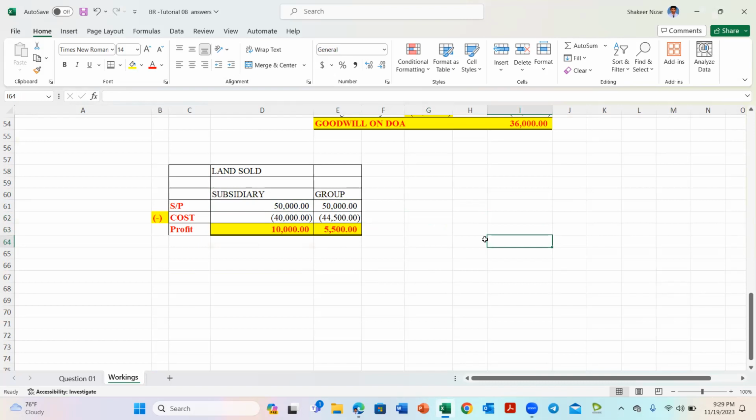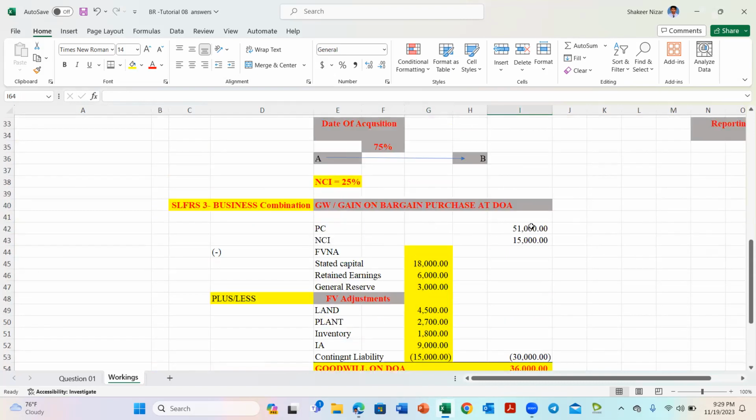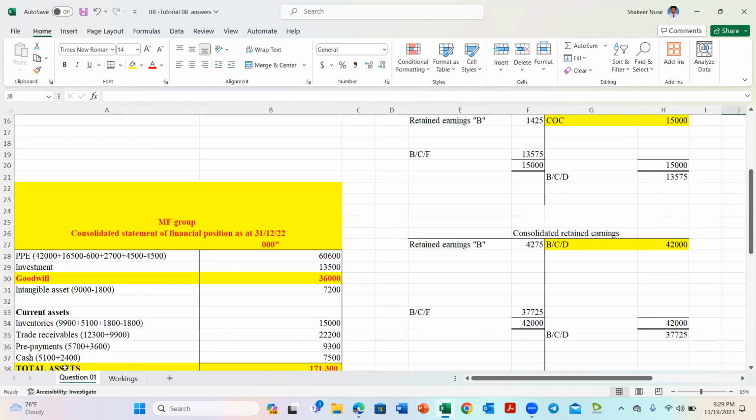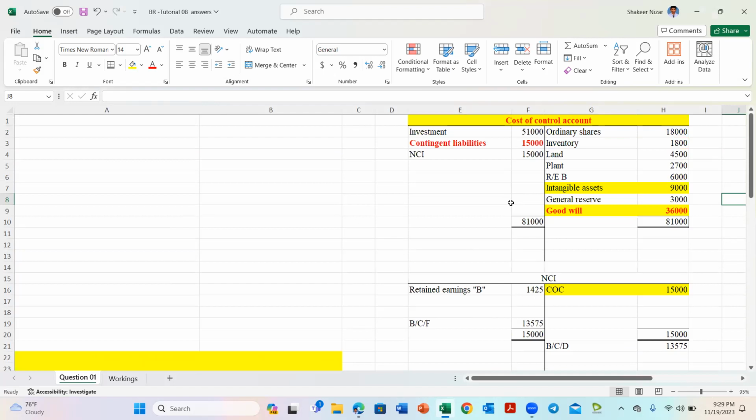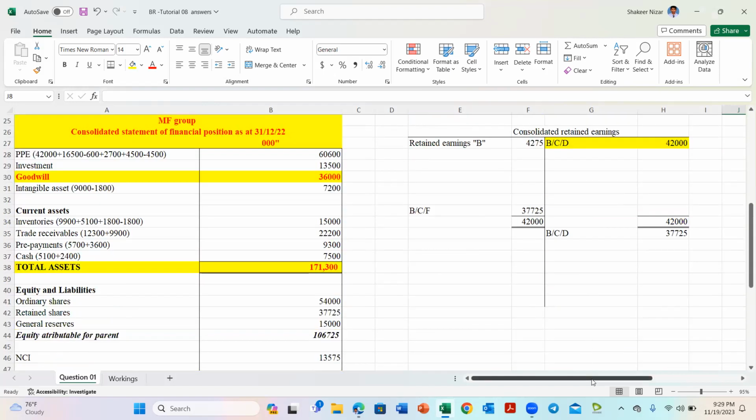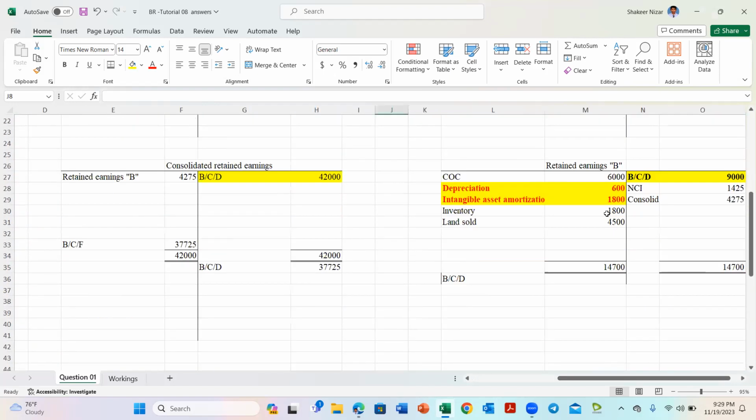It is 10,000, but from the group's perspective it is 5,500 because the group recognizes the lower profit. There is an excess or overstated profit in the subsidiary retained earnings. How much is it? 4,500. So to adjust the subsidiary retained earnings, we are debiting it in order to show that overstated profit. We are debiting the subsidiary retained earnings, land sold.